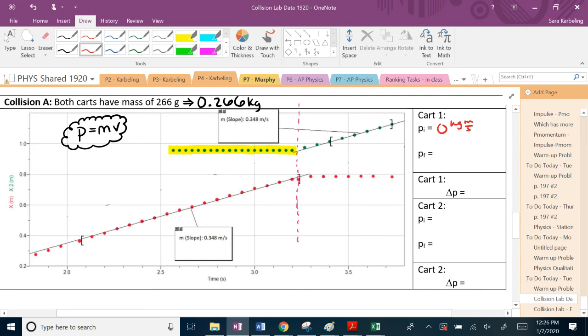Now, this next one might be a little bit more difficult. You might need to have a calculator for this. So please get out a calculator, every single person.